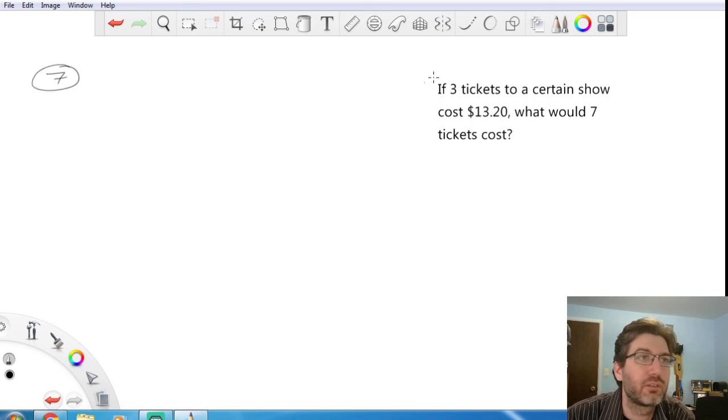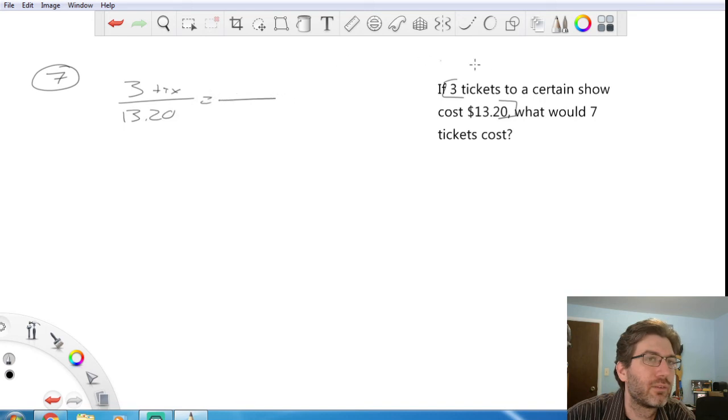Number 7. 3 tickets cost $13.20. How much would 7 tickets cost? 7 tickets on top. Solve for x. You want me to continue going with the solving of it? I mean, they're all solved the same way.